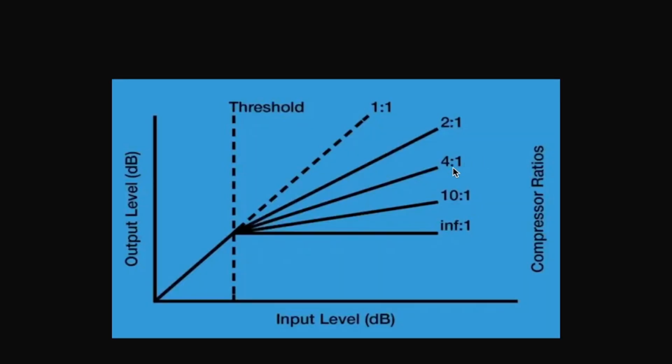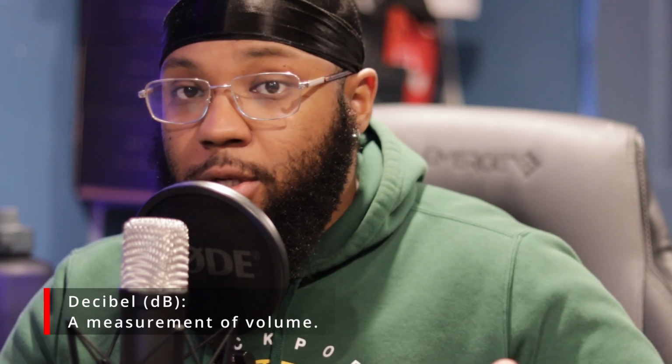So for a 2 to 1 ratio, we have 2 decibels in to 1 decibel out. So for every 2 decibels above our threshold, the compressor is only going to allow 1 decibel of output. I know it's a lot of math, and this is why people generally don't understand compression. The ratio is probably the most complicated part of the compressor, but it is pretty simple.